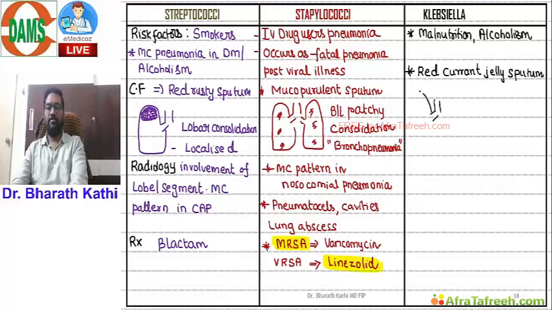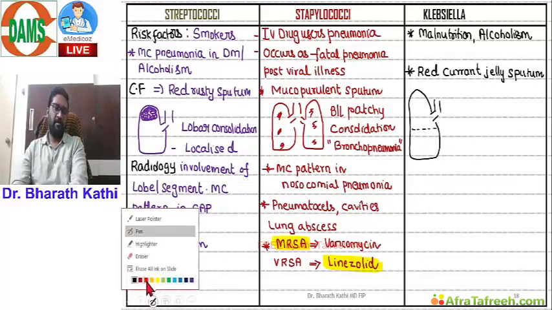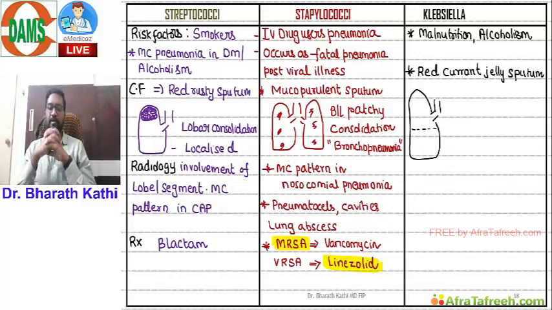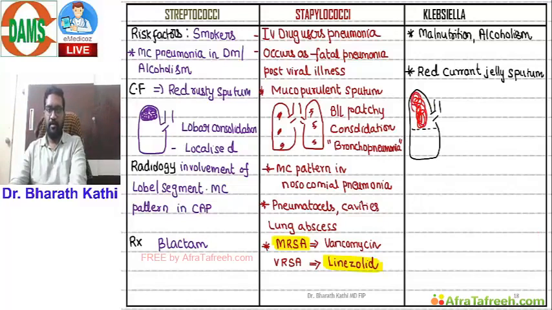Then what do you see on the chest X-ray? Consider this is the right lung and let this be the horizontal fissure. Klebsiella causes very, very dense pneumonia, very, very heavy pneumonia. Because of this heavy consolidation, the horizontal fissure, which was straight previously, will bulge down like this. So this is right upper lobe consolidation.